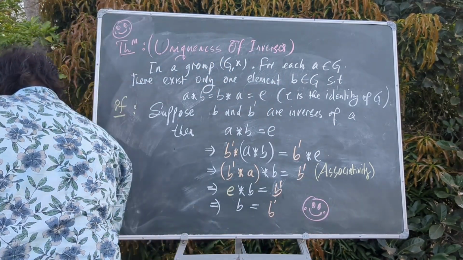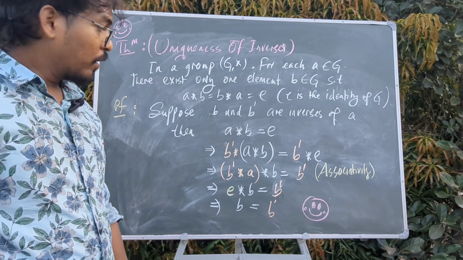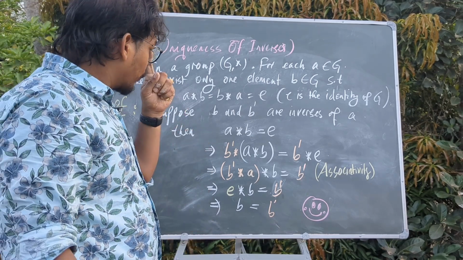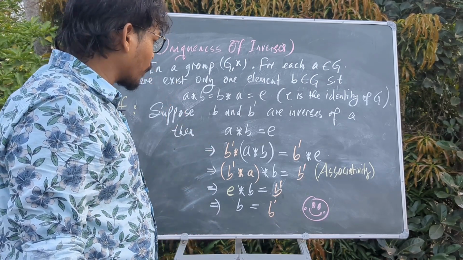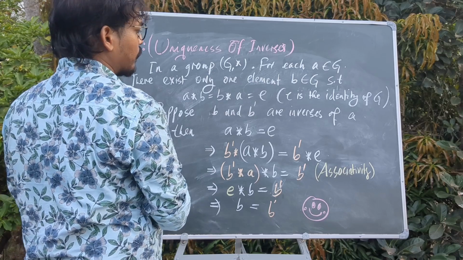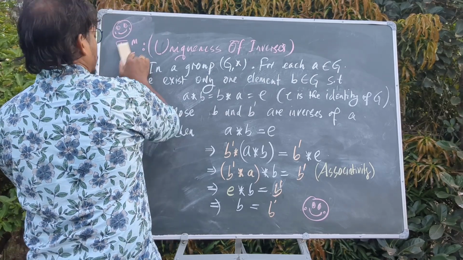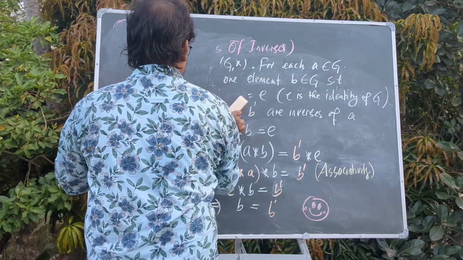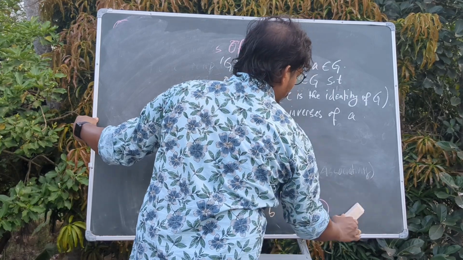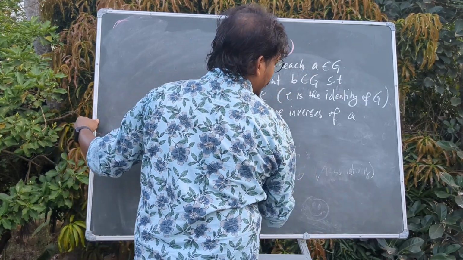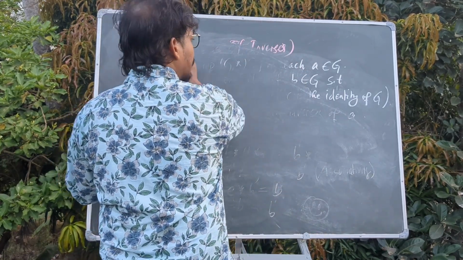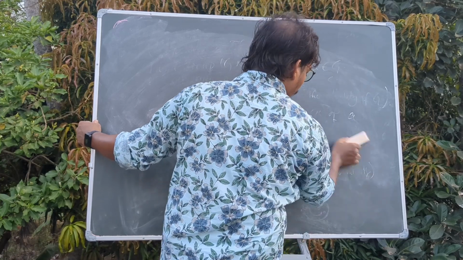Let me erase this. Please pause the video to note the theorems. I will erase now. So in a group we can have only one identity, and for every element of a group we have only one inverse.